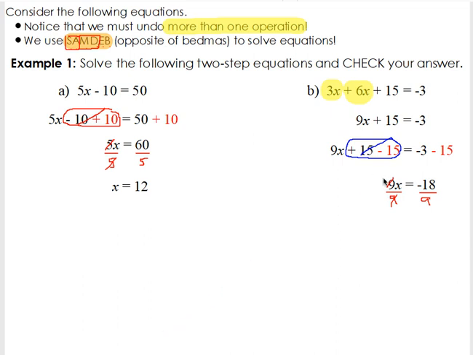Divide each side by 9. These 9s cancel out like that. And we're just left with x equals whatever the result of negative 18 divided by 9 is. I think it's negative 2.